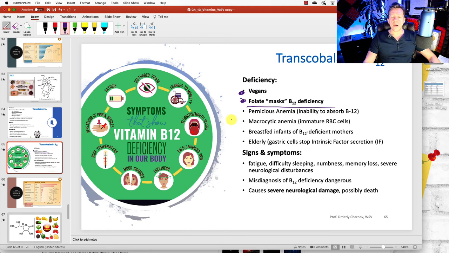And that particular deficiency, right, these two, can lead to pernicious anemia or macrocytic anemia. So pernicious anemia is an inability to absorb B12. Just remember it like that. So that's actually tied to intrinsic factor, but for this class, not important.